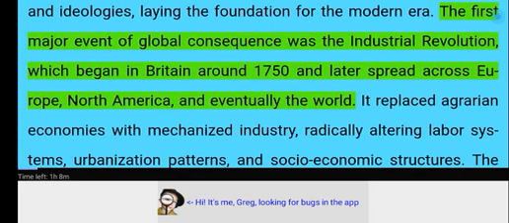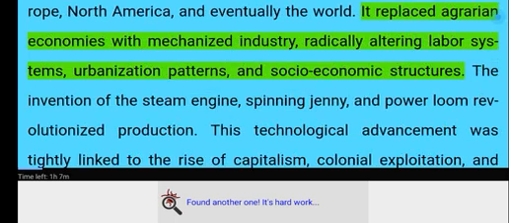The first major event of global consequence was the Industrial Revolution, which began in Britain around 1750 and later spread across Europe, North America, and eventually the world. It replaced agrarian economies with mechanized industry, radically altering labor systems, urbanization patterns, and socioeconomic structures.